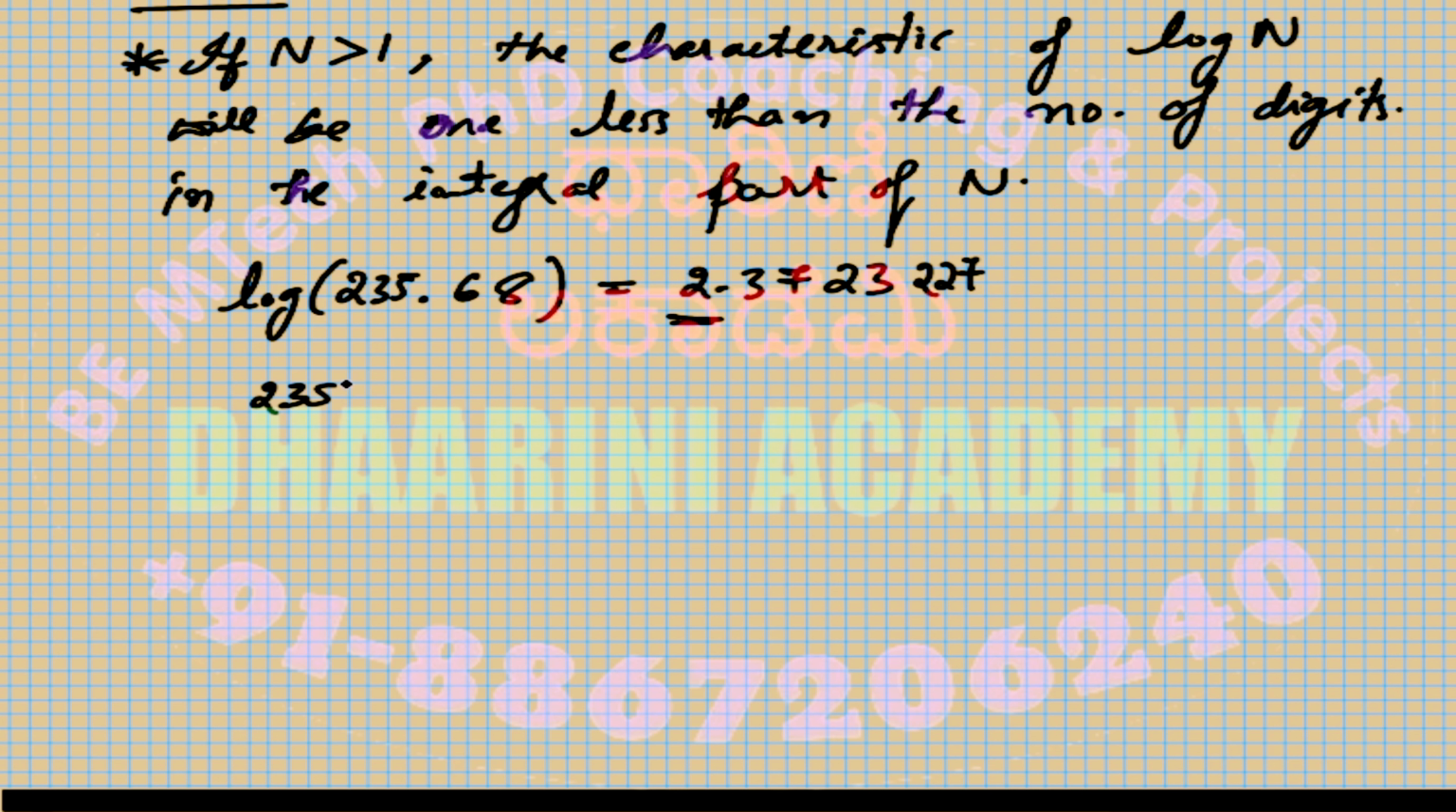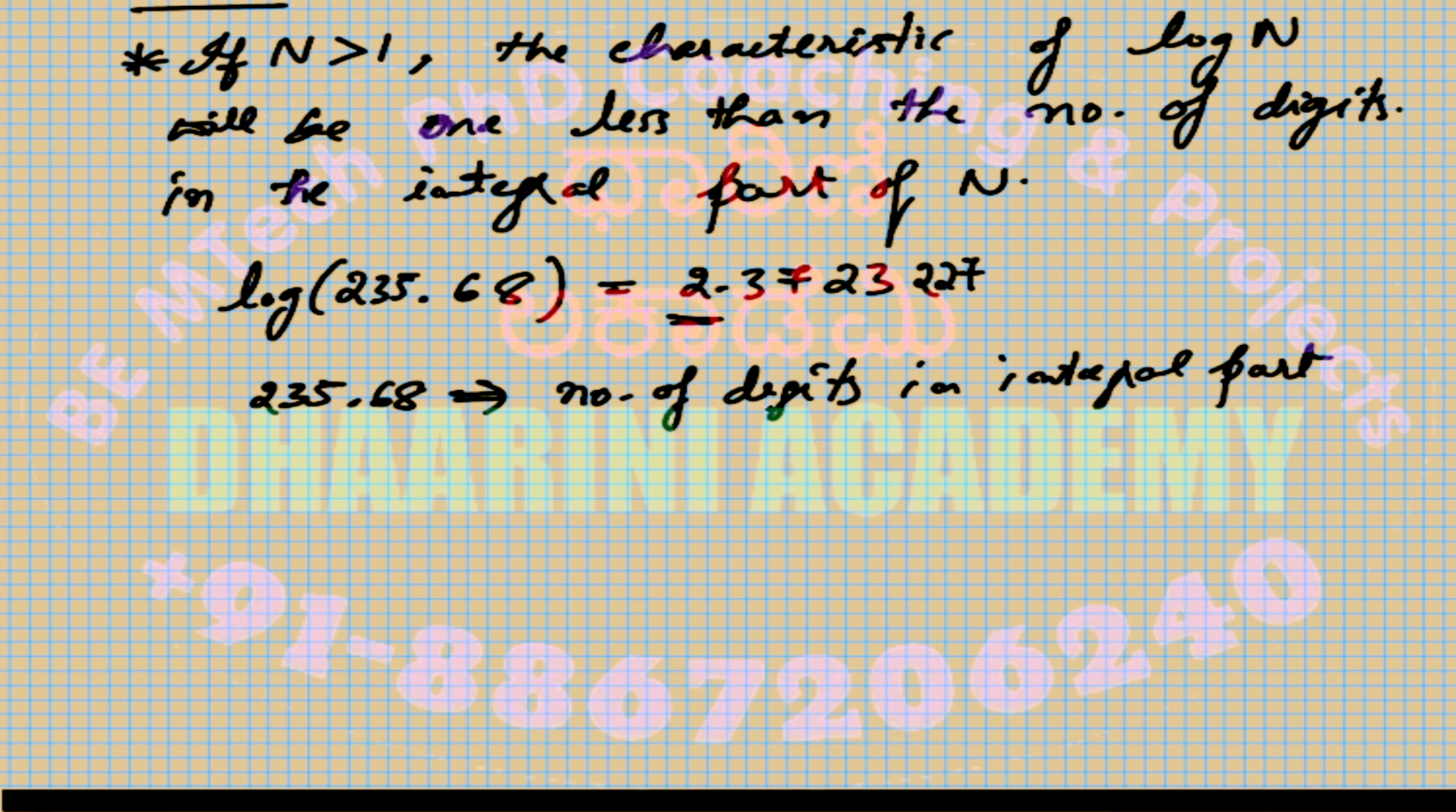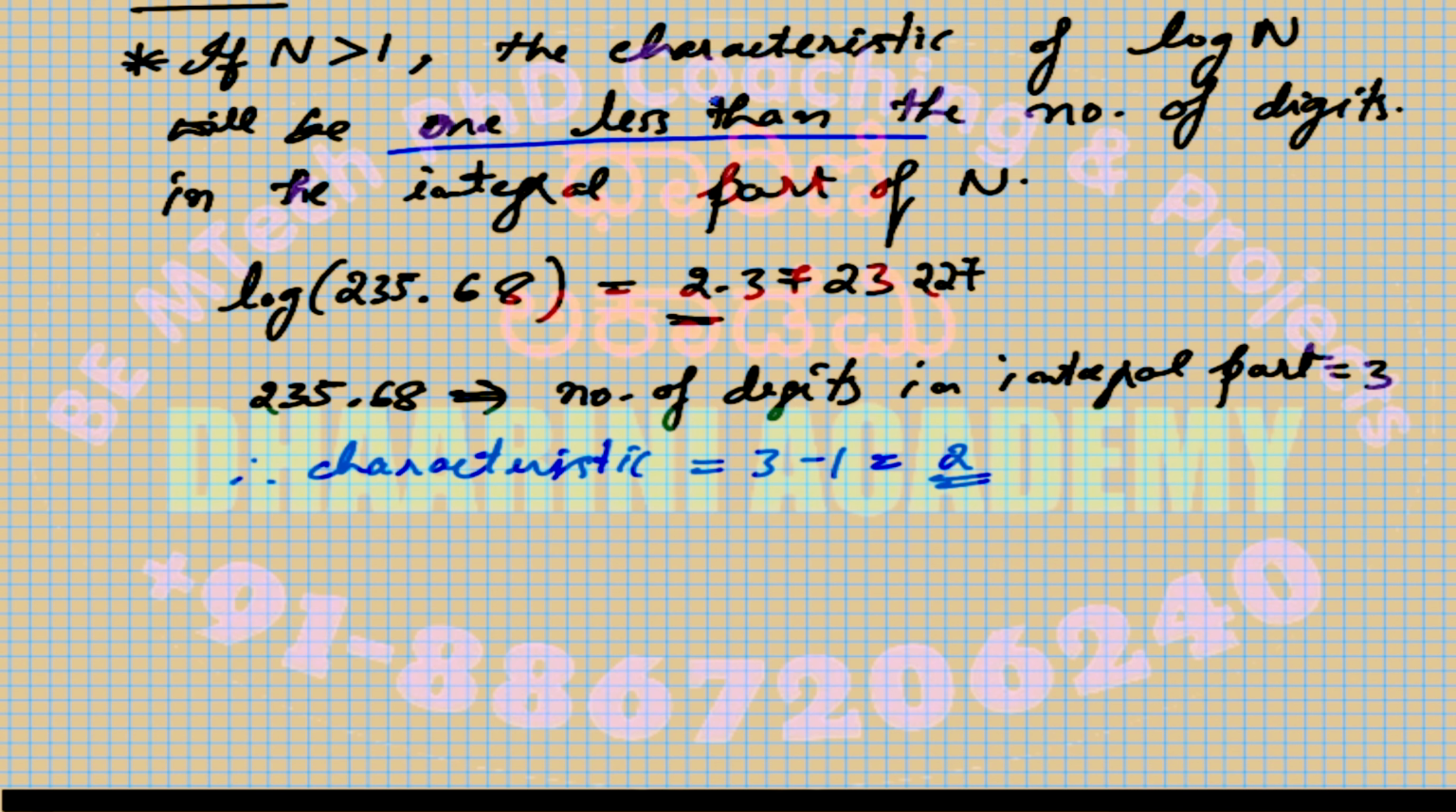So in case of 235.68, how many digits are there in the integral part? The number of digits in the integral part. What do you mean by integral part? It is the digits of the whole number, right? So 235 is the whole number, so I can write this is equal to 3. And it says that according to this rule, it is 1 less than that. So I'll just highlight the 1 less than part. Therefore, the characteristic is equal to 3 minus 1, that is equal to 2, which can actually be seen directly. So no problem with the method. This is what we need to understand.